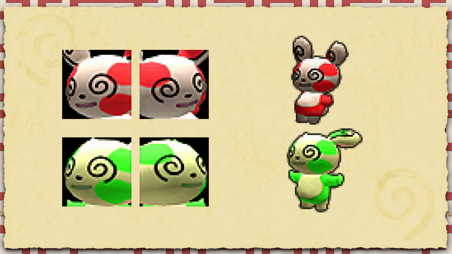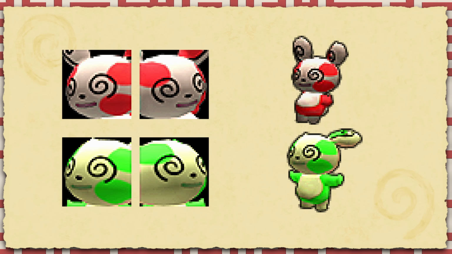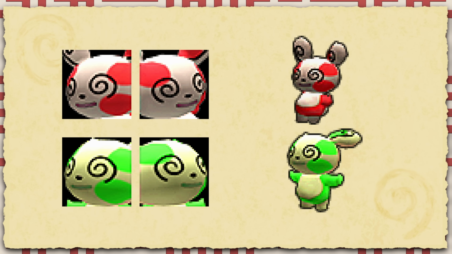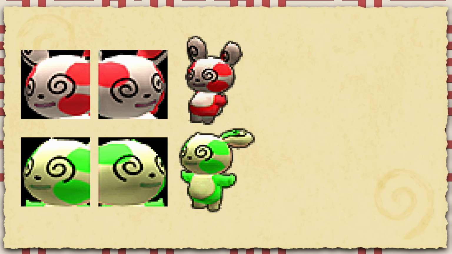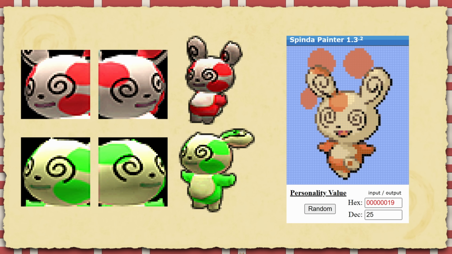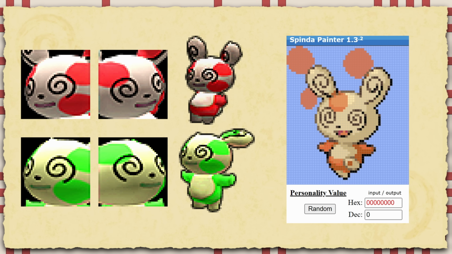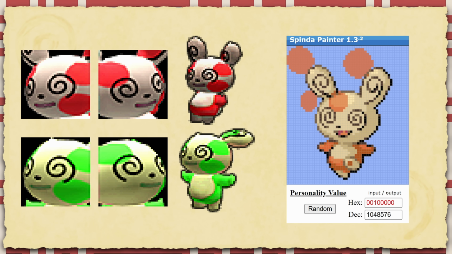Even the shiny versions have identical spots, just with a palette swap. Notice anything odd about them? Let's see what happens when we try to recreate this pattern in Spinda Painter. We don't have a good view of the right ear, but presumably the spot is either off the model completely or toward the outer edge.